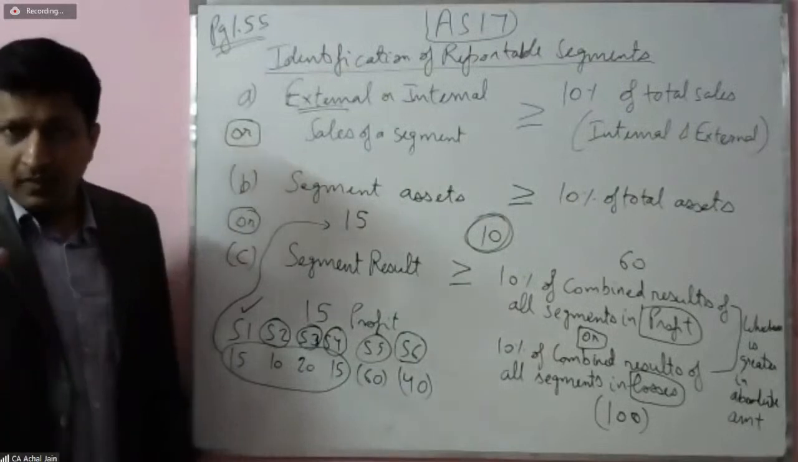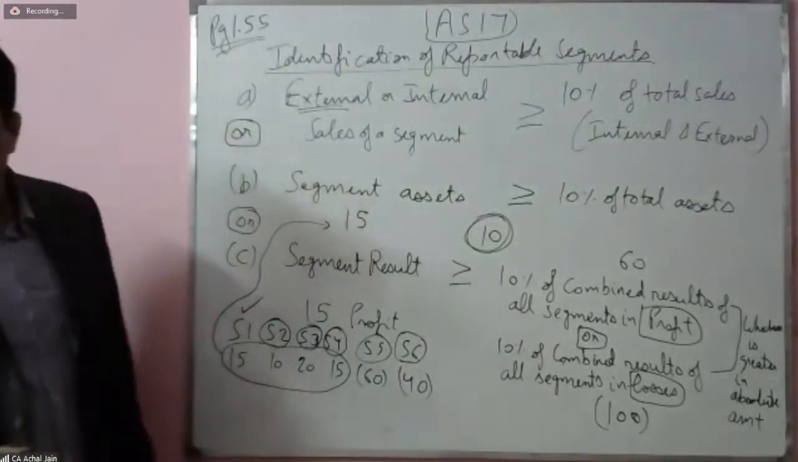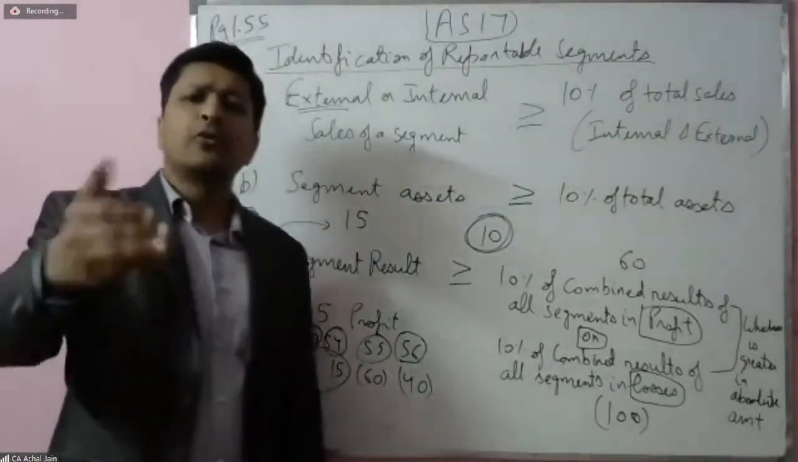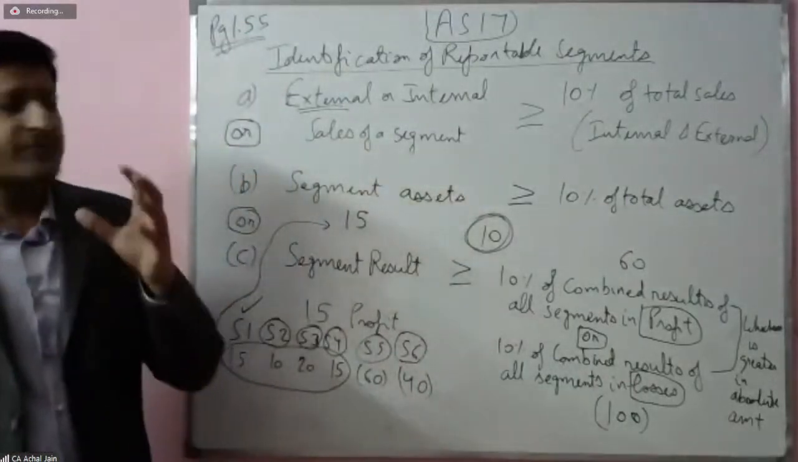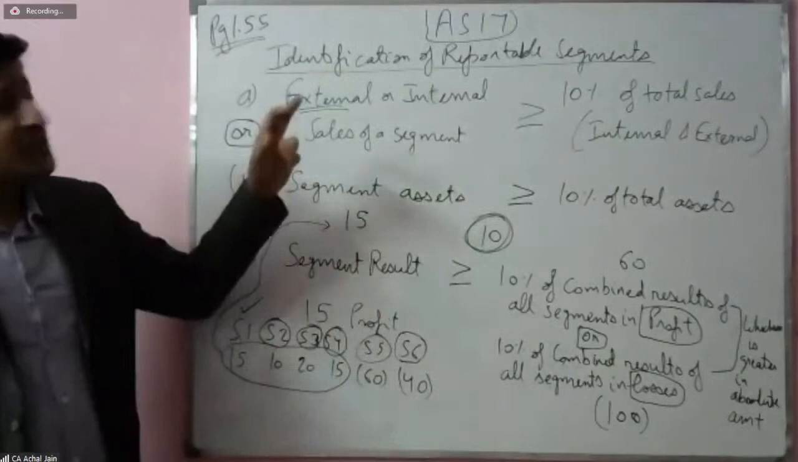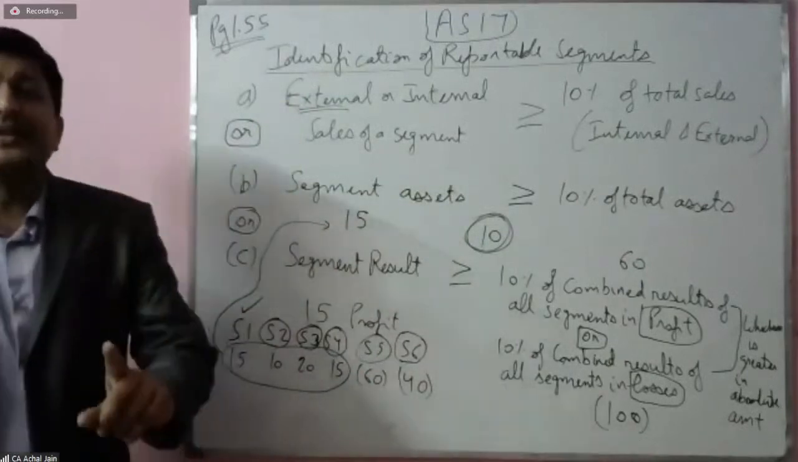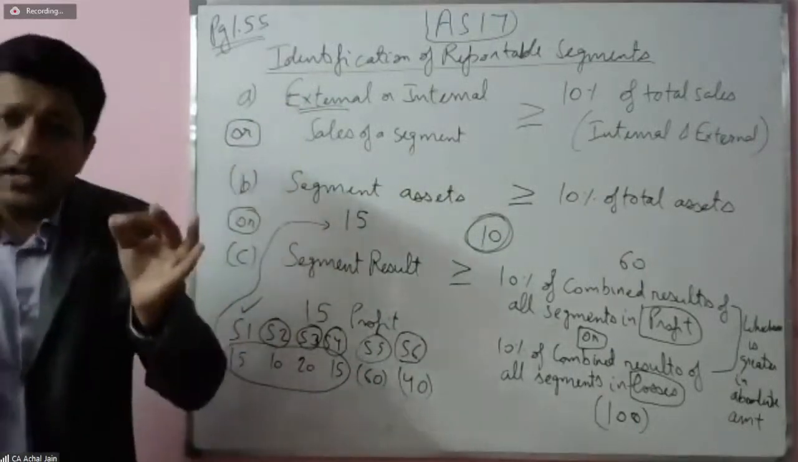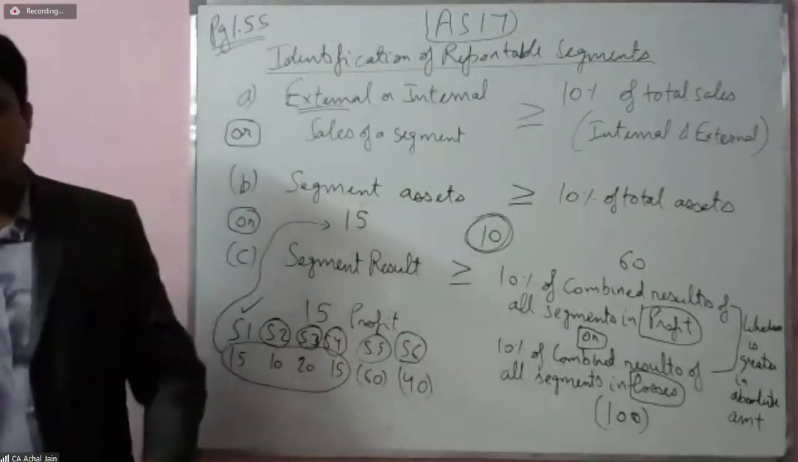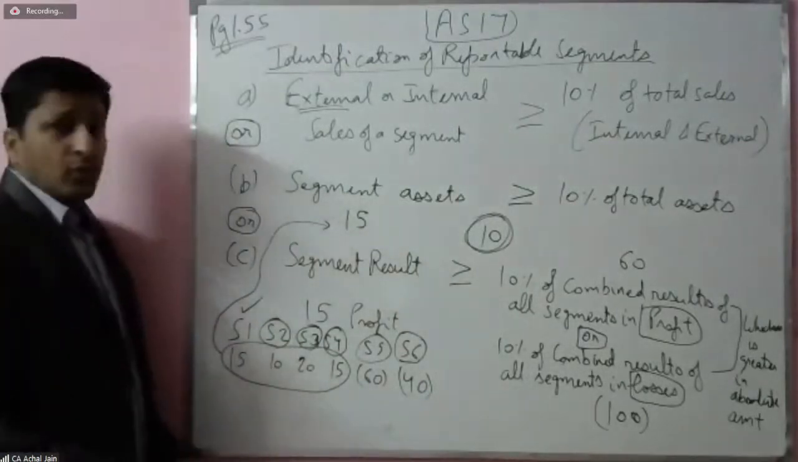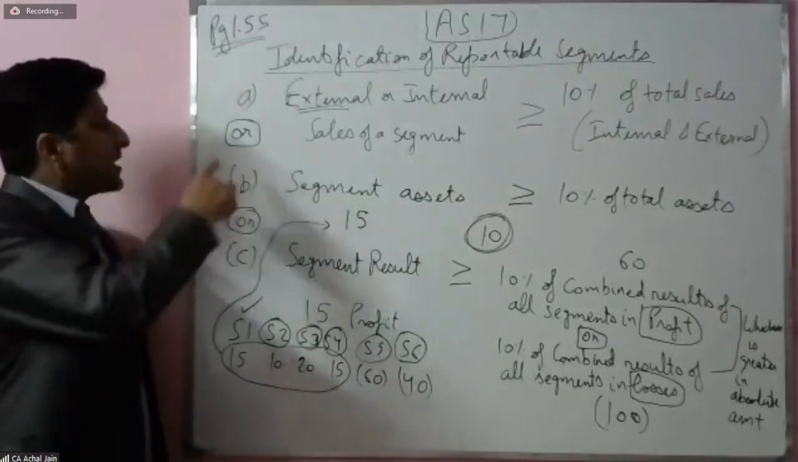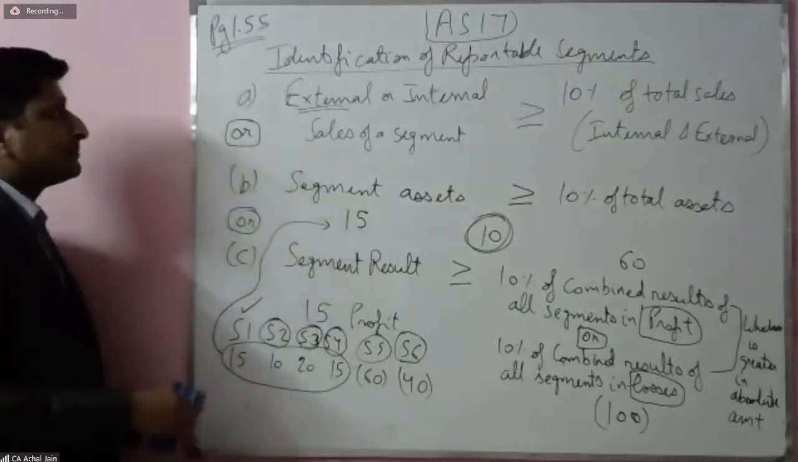Clear? Charu, please wait. Anyways, we are going to discuss an illustration. You will get it. Okay? Please have patience. Please wait for some time. So this is the criteria for identifying a segment as reportable segment. Okay? And what are the criteria? A or B or C?